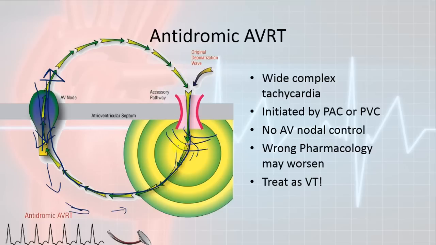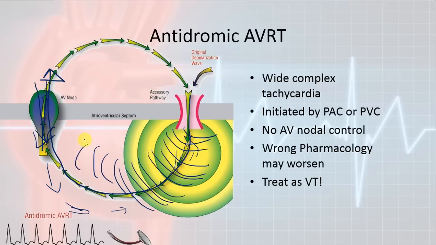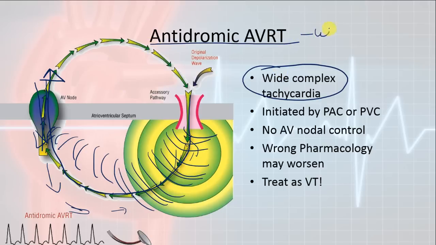It's going to try to travel cell to cell to cell as it goes through here, and it has to take the time for muscular contraction before it gets up here to the AV node. What is that going to do to your QRS? It's going to make it wider. So what will happen is you will end up having a wide complex tachycardia, not a narrow complex tachycardia. Antidromic AVRTs are wide complex tachycardias.